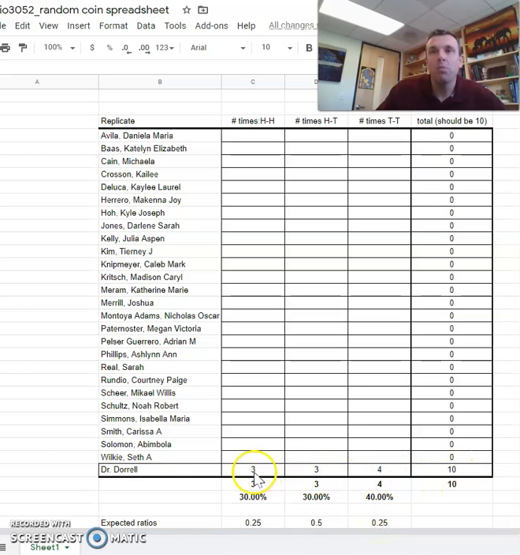Right? So I have random sampling error. You may have random sampling error, but the more replicates we add in there, we hit that ratio that we would expect. The random sampling error goes down.